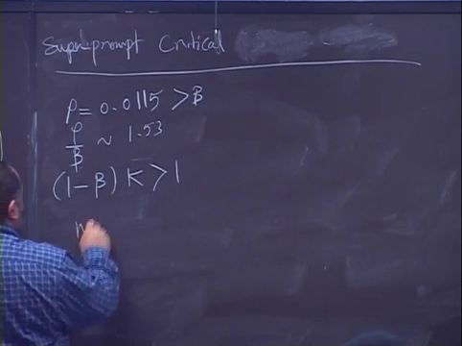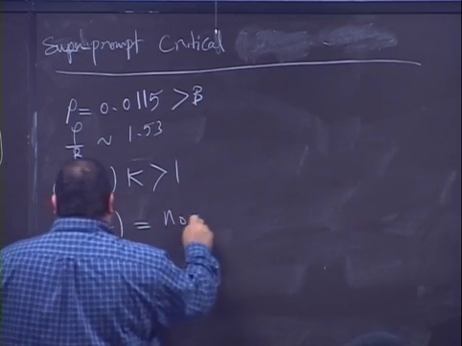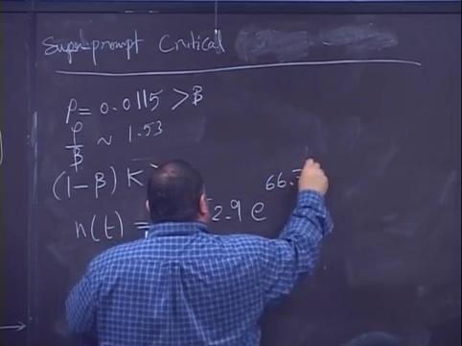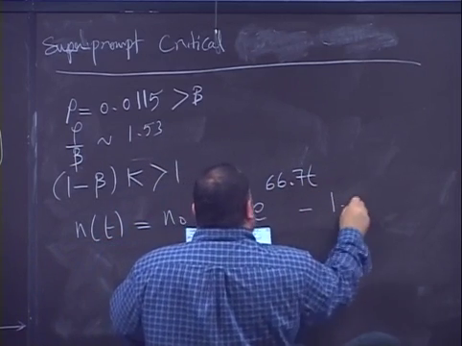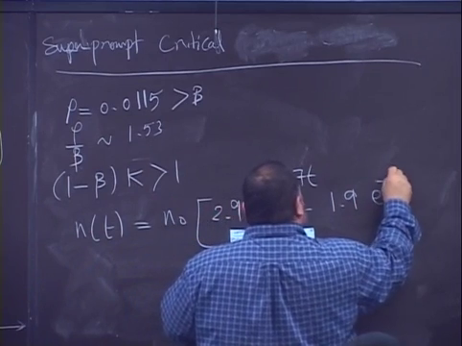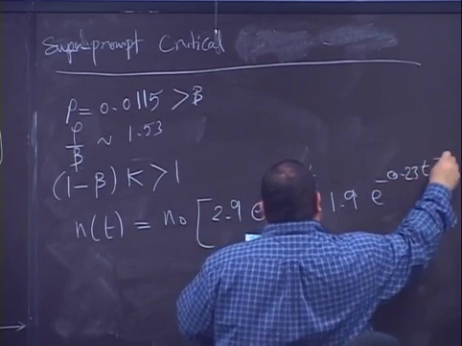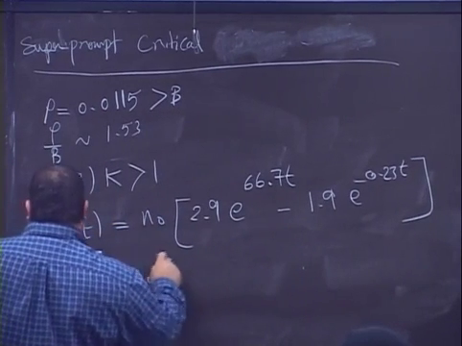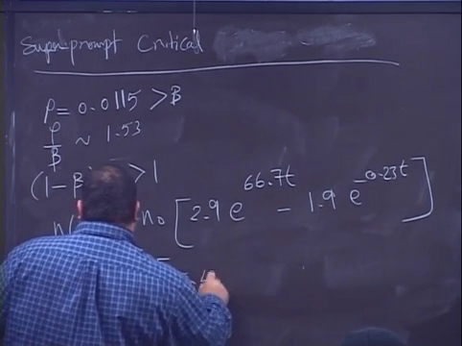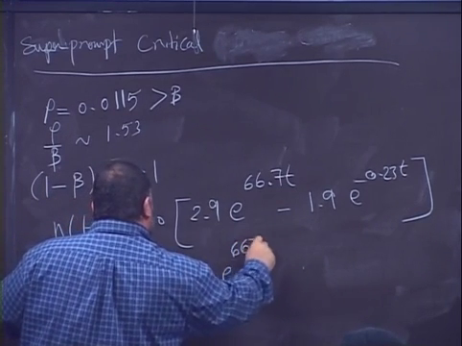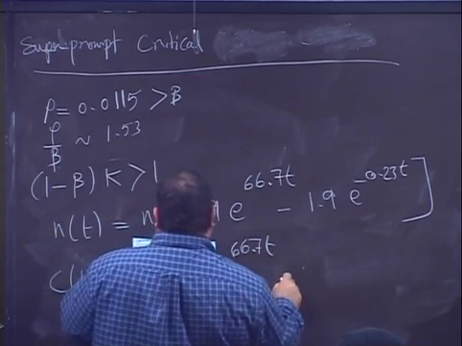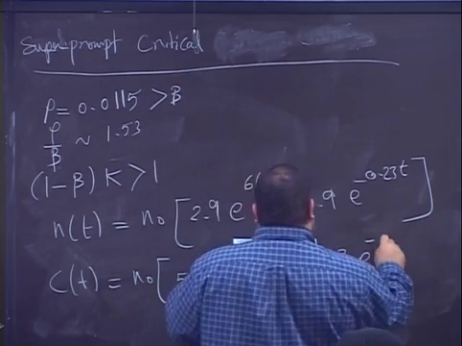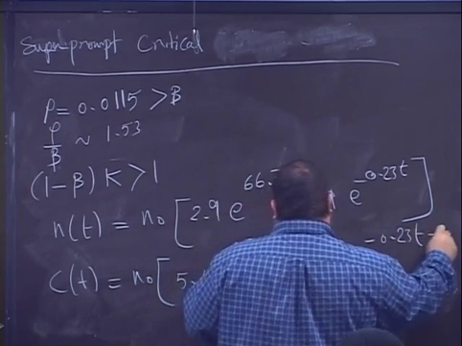The two equations: n of t equals n naught multiplied by 2.9 e to the power of 66.7 t minus 1.9 e to the power of minus 0.23 t, and c of t will be n naught multiplied by 5.4 e to the power of 66.7 t plus 1563 e to the power of minus 0.23 t.